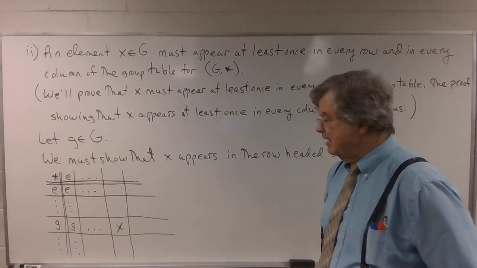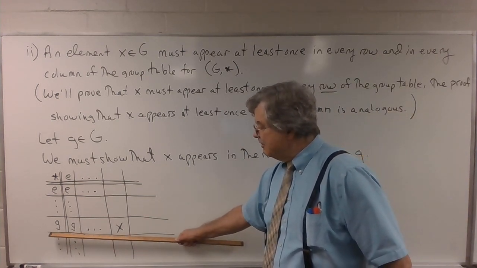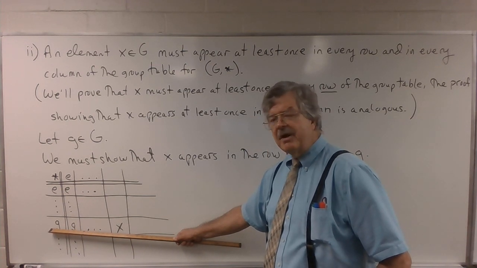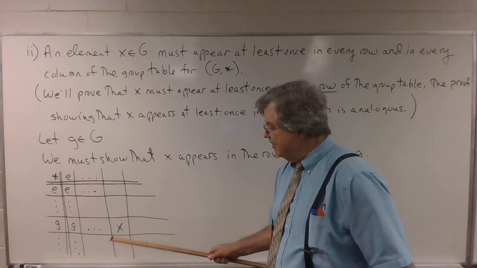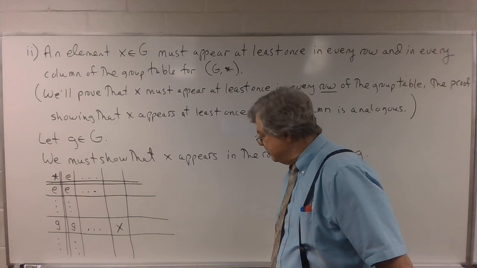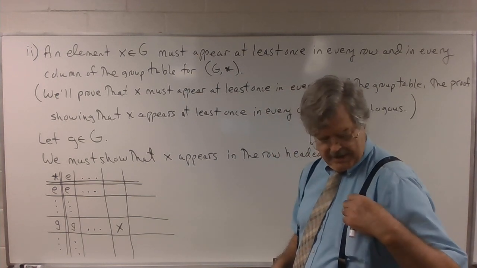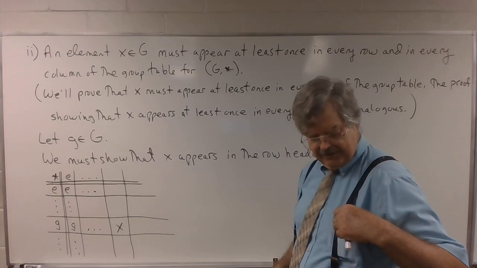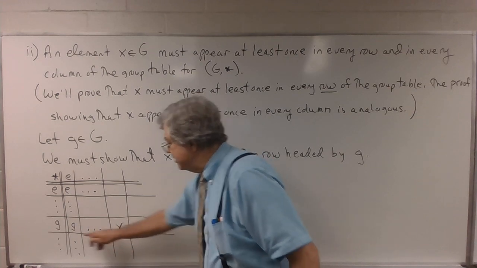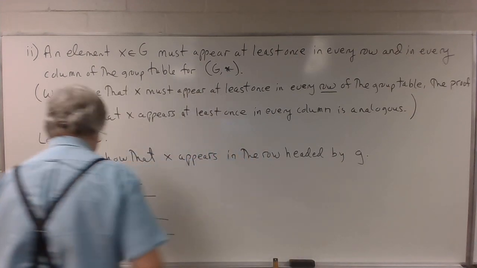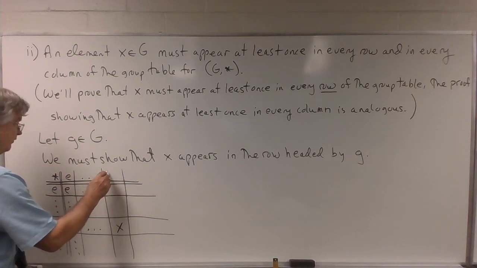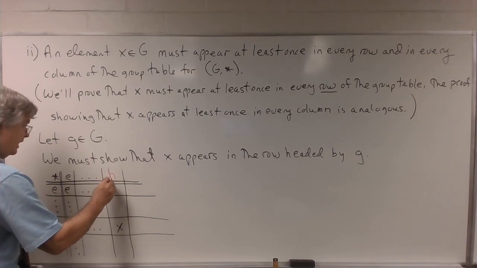So here's the group table. Here's the row headed by the element g. And we're saying that somewhere in this row, the element X has to appear. So X appears in the row headed by element g, and it has to appear in some column also. So we'll say that this column is headed by the element h.